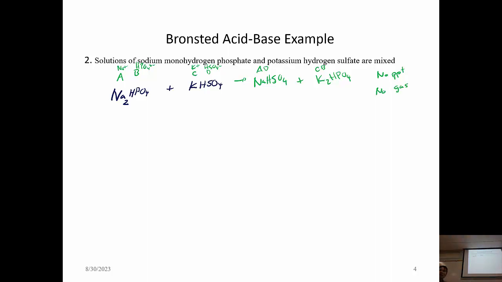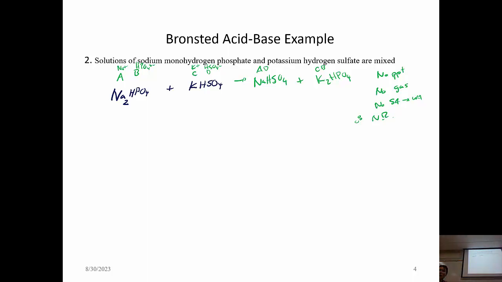Do you see stronger acid to weaker acid? Well, I see acid here. Monohydrogen phosphate and bisulfate are both acids. Bisulfate is a pretty decent acid. But do you see it's not changing? We're going from bisulfate to bisulfate, and from monohydrogen phosphate to monohydrogen phosphate, so there's no change. And so there's no stronger acid to weaker acid. And therefore, there is no reaction. No reaction I call NR.